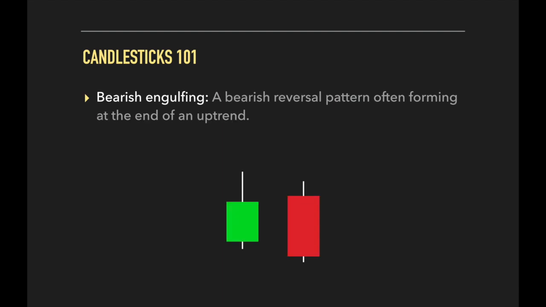Now, the other type of engulfing candle that we see are going to be bearish engulfing candles. And this is just going to be a bearish reversal pattern forming many times at the end of an uptrend and is going to indicate to us many times that the price action is reversing to the downside, allowing us to sell out of our long positions and lock in our profits near the top, or even open a short position to profit from that bearish reversal and profit from the stock then moving down from that area.